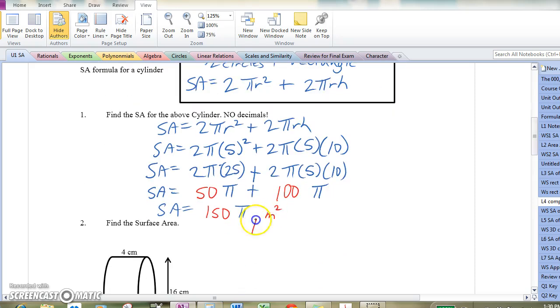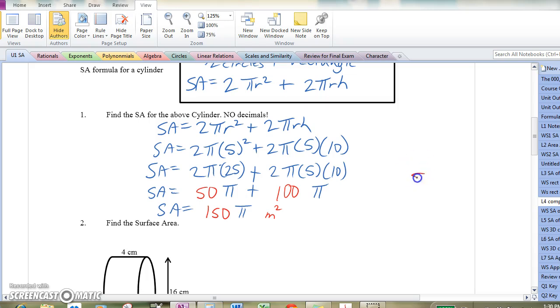I always like to leave a little bit of space there to separate your units from your number. Okay. And that's your final answer, 150 pi. Done. Did you give me decimals? No. Okay. Unless I said round to the nearest hundredth, you would not give me decimals. On multiple choice, most likely that's the only answer you'll see. Okay.